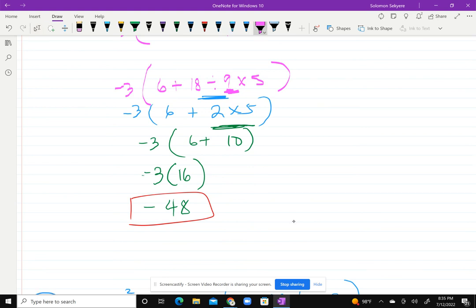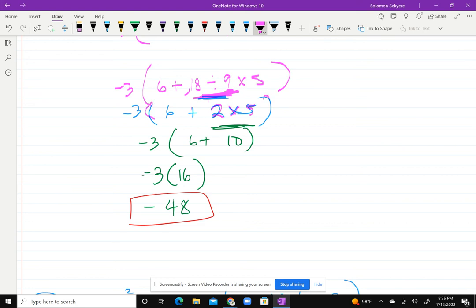Do not add 6 plus 18 because we have to do division or multiplication first. So we're going to have to do 18 divided by 9, and then we write the answer here, 2. And then whatever is left, we write 5 and then plus 6. Okay, what do we do next?